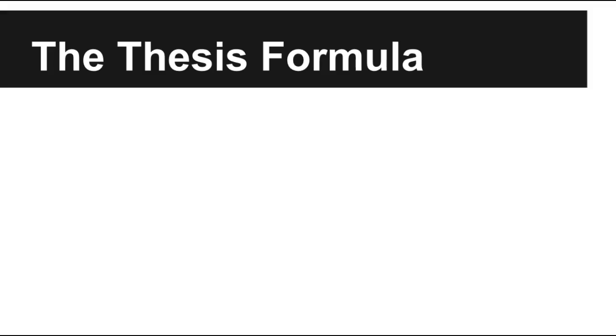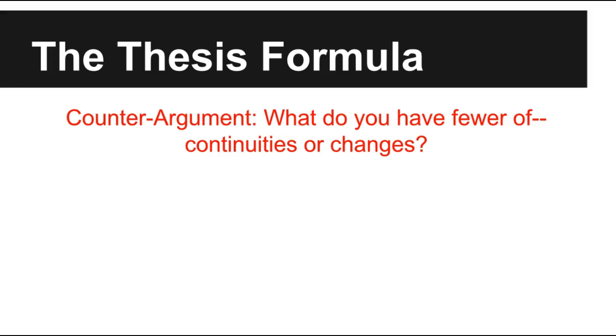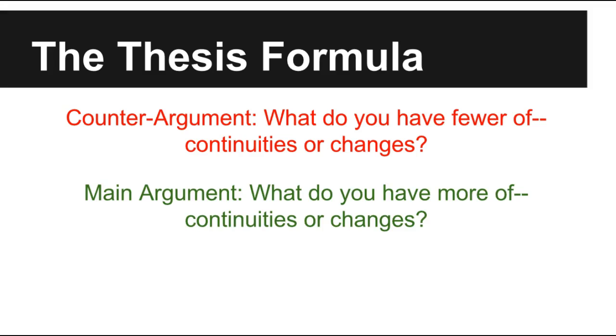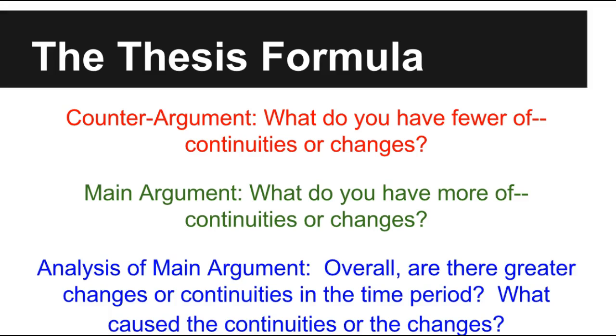So let's see how our thesis formula applies. When writing a multi-sentence thesis response to a changes in continuities over time question, you will still begin with the counter-argument followed by the argument and explanation. Only in this case, you are determining whether you have greater evidentiary support for changes or for continuities within the given period. Whichever you have fewer of becomes your counter-argument. Whichever you have the most support for becomes your argument. What follows then is an evaluation of the overall assessment of the time period and the explanation for your historical claim.